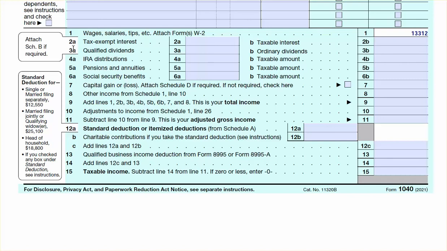Lines 2 through 8 go through different types of income people could potentially have. For this example, and most teenagers, we're going to assume 0. In line 9, your total income would be adding all the numbers in rows 1 through 8. Line 10 might include some adjustments to your income. There are different schedules or worksheets where it will help you calculate if you have any adjustments. In our example, we're going to put 0. This means our adjusted gross income happens to be the same as what we entered on line 1.